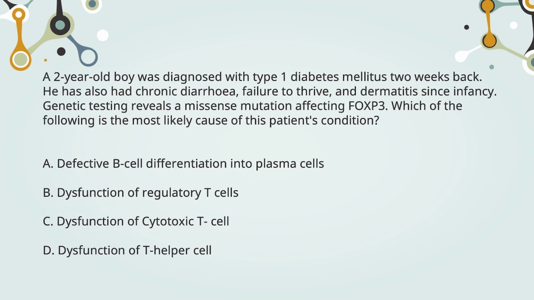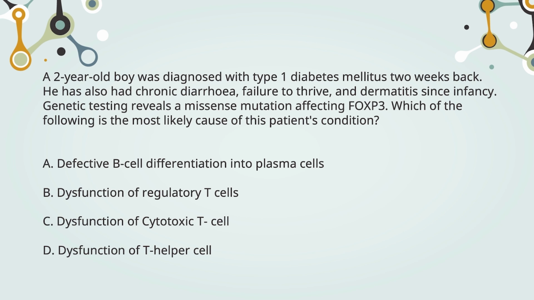A 2-year-old boy was diagnosed with type 1 diabetes mellitus 2 weeks back. He has also had chronic diarrhea, failure to thrive, and dermatitis since infancy. Genetic testing reveals a missense mutation affecting FOXP3. Which of the following is the most likely cause of this patient's condition?